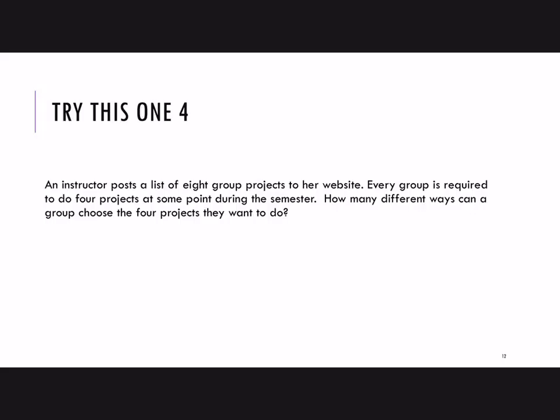A second one, an instructor posts a list of 8 group projects to her website. Every group is required to do 4 projects at some point during the semester. How many different ways can a group choose the 4 projects they want to do? So we're choosing 4 out of 8. So this is 8 choose 4. And the answer is 70.